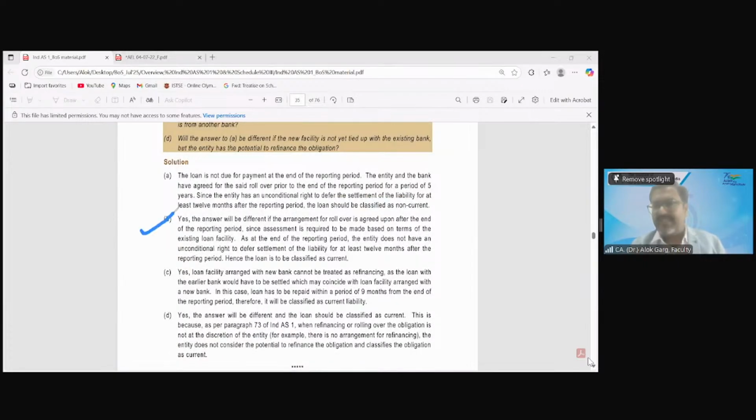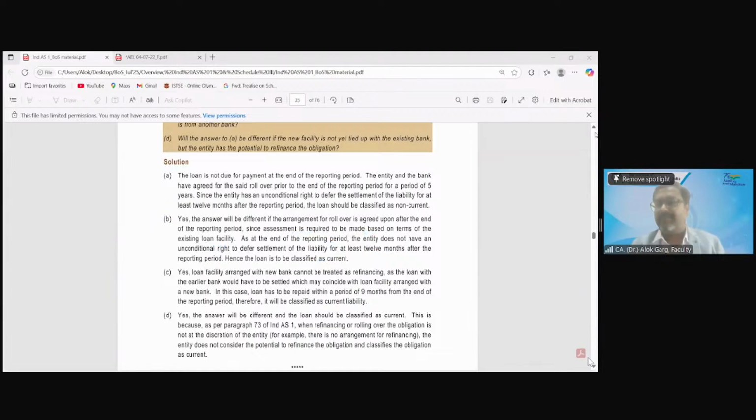Now what ICAI says, yes, the answer will be different if the arrangement for rollover is agreed after the end of the reporting date, since assessment is required to be made based on the terms of the existing loan facility. As at the end of the reporting date, the entity does not have an unconditional right to defer the settlement of the liability at least 12 months after the reporting date. Hence, the loan has to be classified as current.